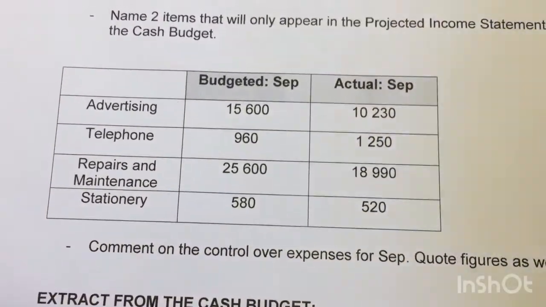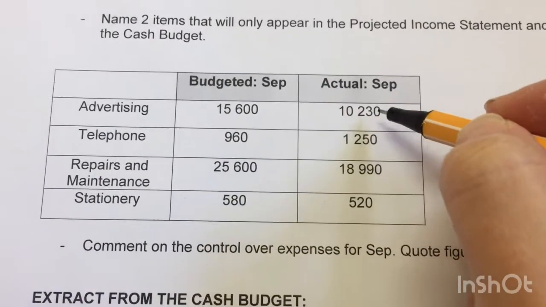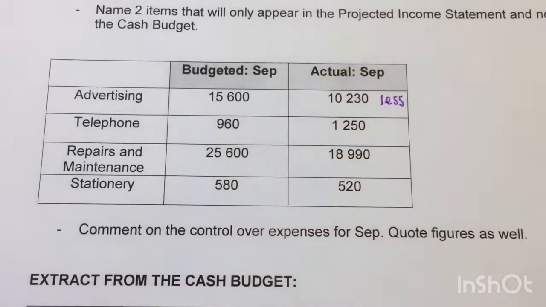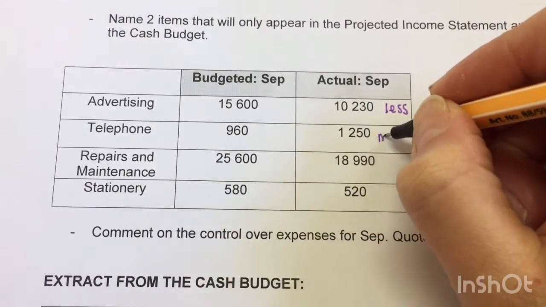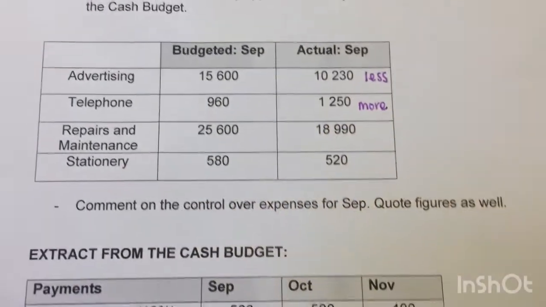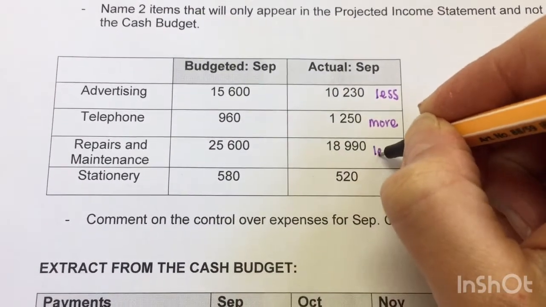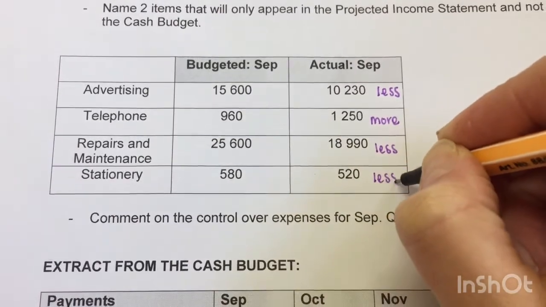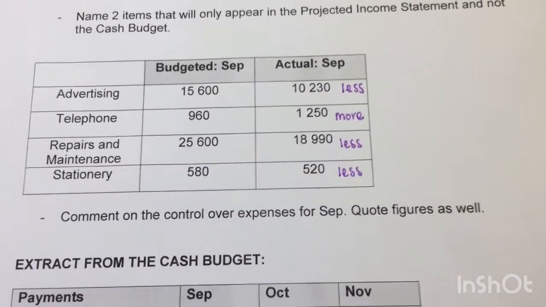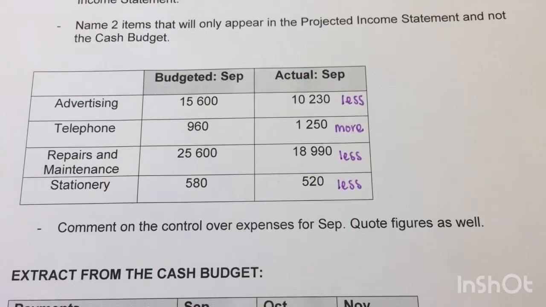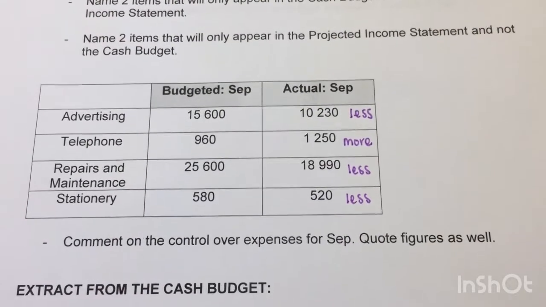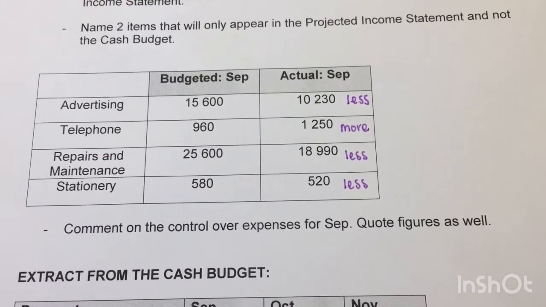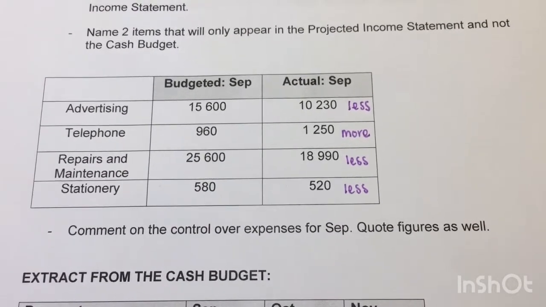So you will see that the actual amount that I spent for advertising is actually less than the budgeted amount. Telephone is more, repairs and maintenance is less, and stationery is less. They are all expenses, so we normally think, okay, if I save on expenses, then great, I'll be happy. But I want to show you today that we don't always want to save on all our expenses.